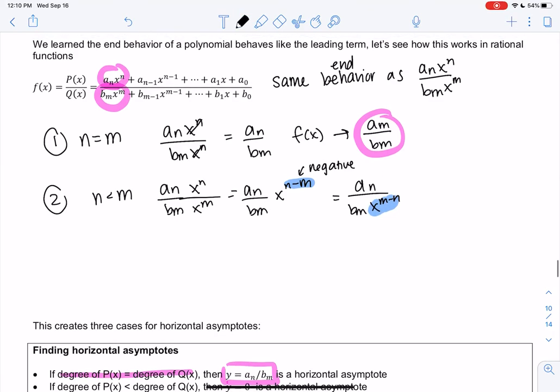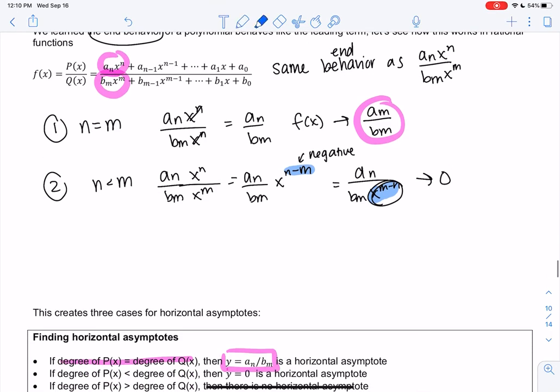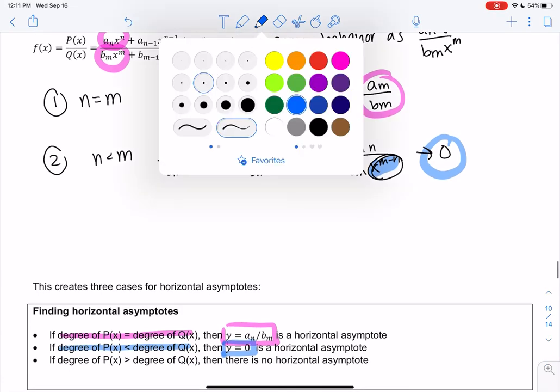We're looking at end behavior. Remember, end behavior is x going to infinity or negative infinity. So this denominator is going to get really big, so this is going to go to 0. So in this case, when the degree on top is less than the bottom, y equals 0 is an asymptote. So you may have learned these before and memorized them, but didn't talk about end behavior.